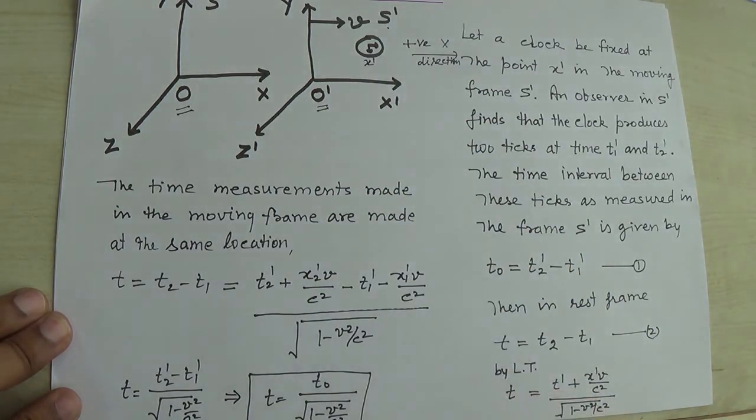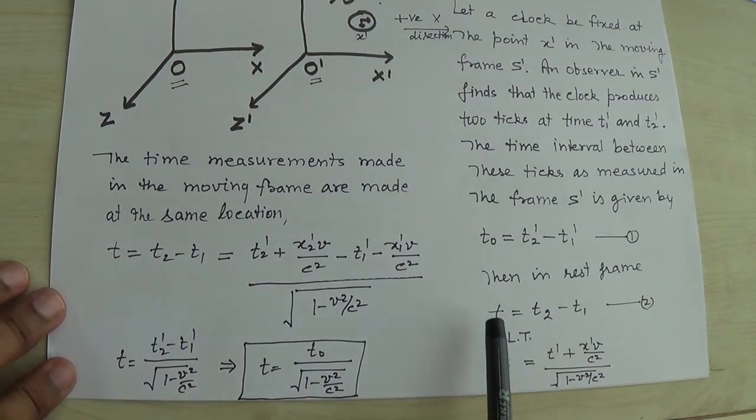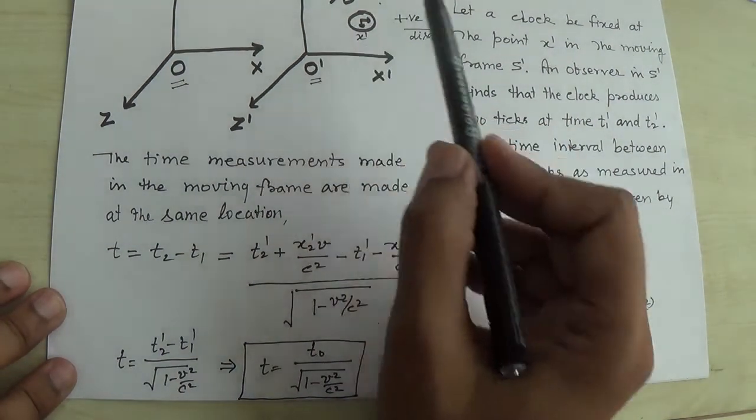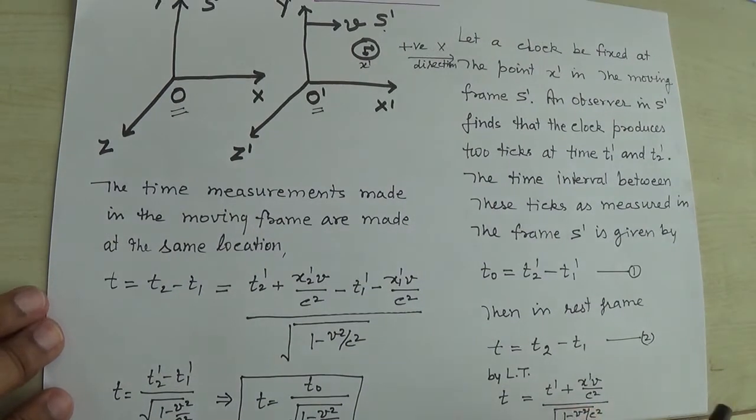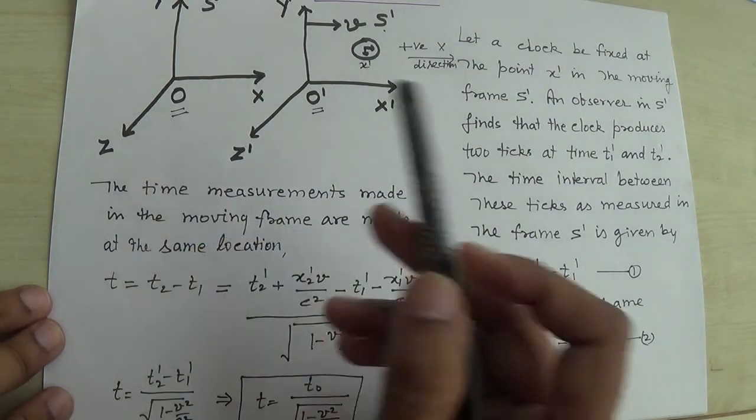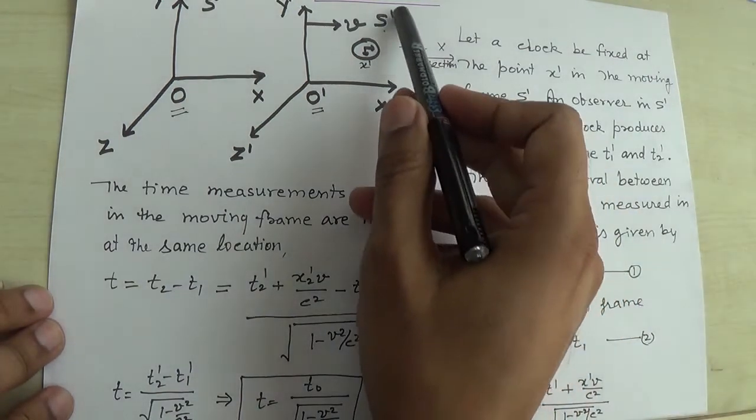So T naught is proper time, and this time is observed in the moving frame. Remember this point that T naught is the proper time in this particular derivation, and that was noted down by the O prime observer in a moving frame. So what will be the time interval for these two ticks in the case of the observer O, that is at rest with respect to the S prime?